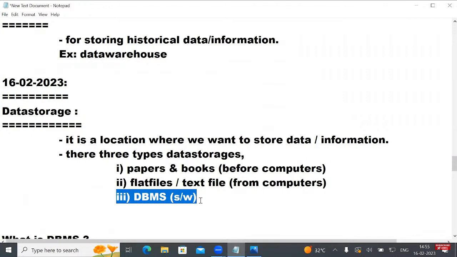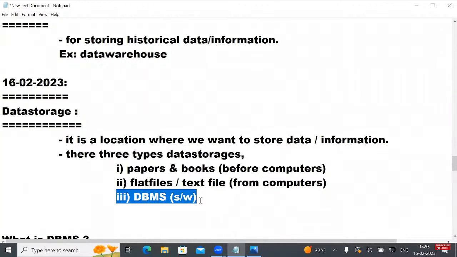So why I'm telling these examples is that you should know that nowadays small industries also maintain their information, their business information, in databases. Why, sir?